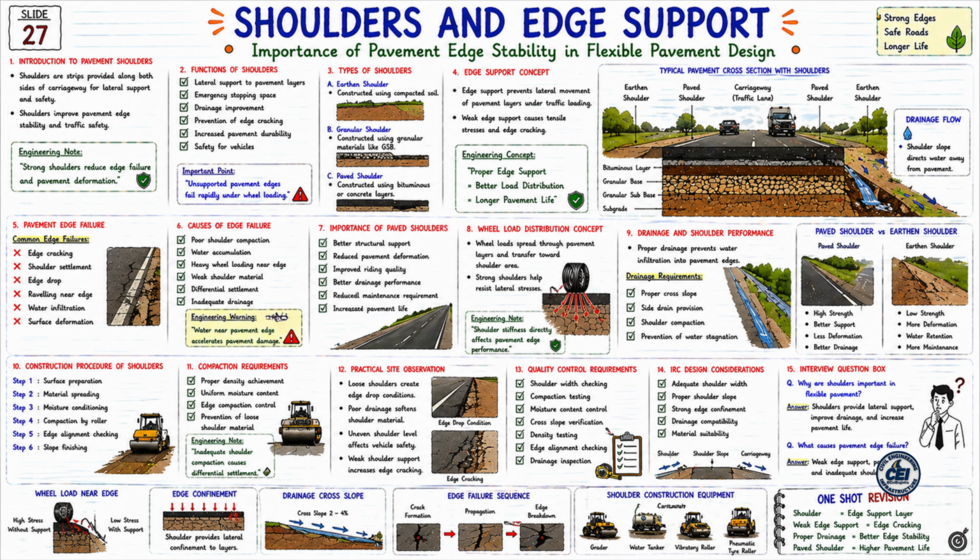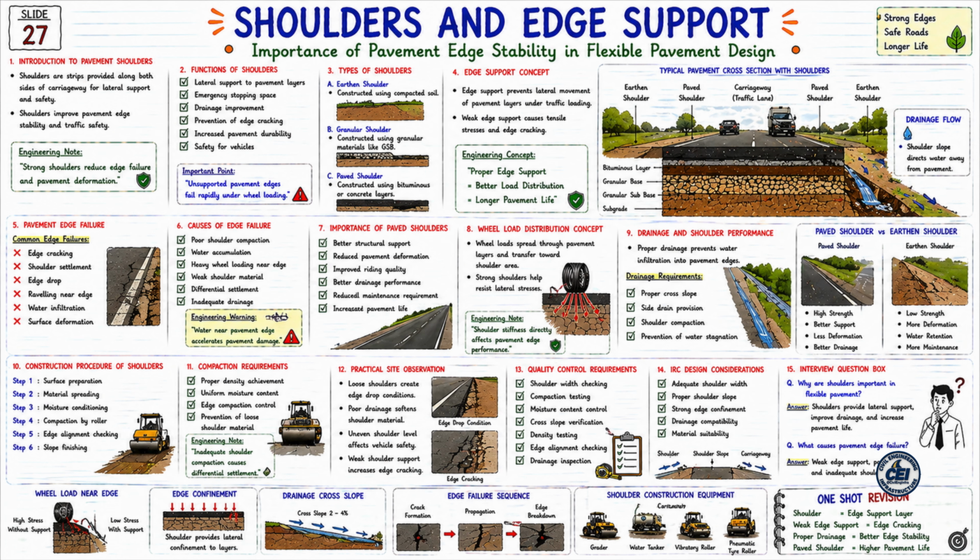Now let us look at the 9th topic. 9. Drainage and shoulder performance. What does proper drainage prevent? Water infiltration into pavement edges. Now look at the drainage requirements.